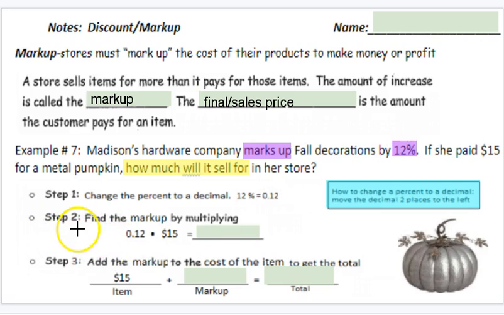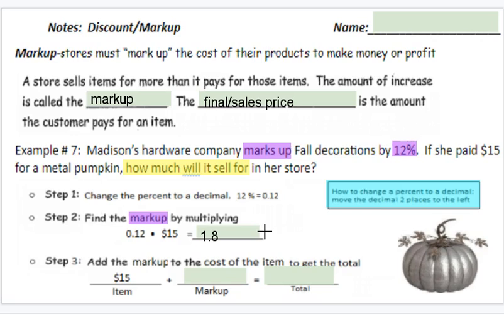Once we have that, step 2, find the markup by multiplying. When we multiply these two numbers together, that's going to tell us how much more expensive the item is going to be. So if I were to multiply 0.12 times 15, I get 1.8.